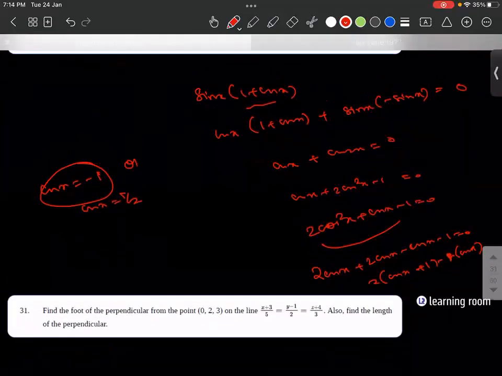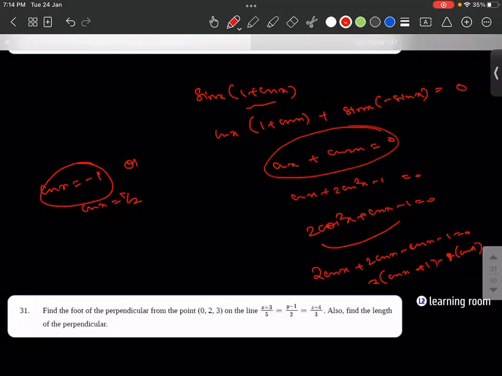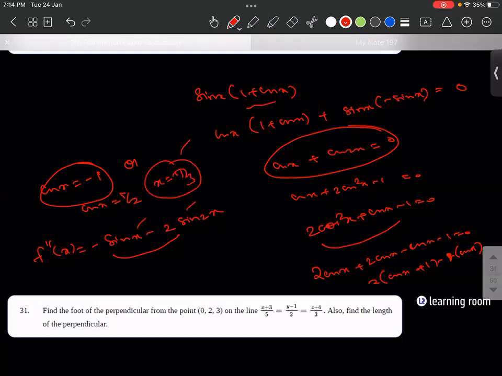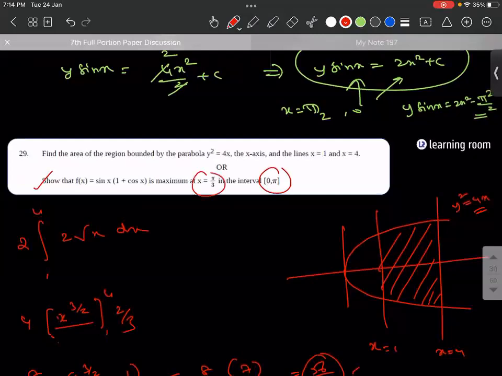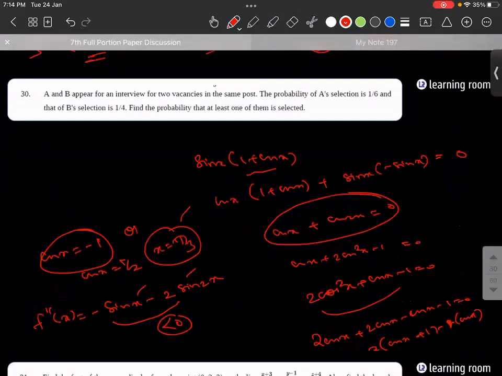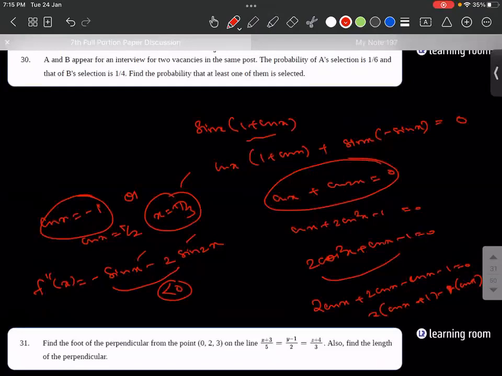So when you do the second derivative of this, what will you get? F double dash of x will be equal to minus sin x minus 2 times sin 2x, right? When you put x is equal to pi here, f double dash of x will be 0. So it is not the point of maximum or minimum. Whereas when you put cos x is equal to half, x will be equal to pi by 3. When you substitute pi by 3 here, you will get a value less than 0. Correct? So x is equal to pi by 3, it has maximum. I hope you did the second derivative also, right?